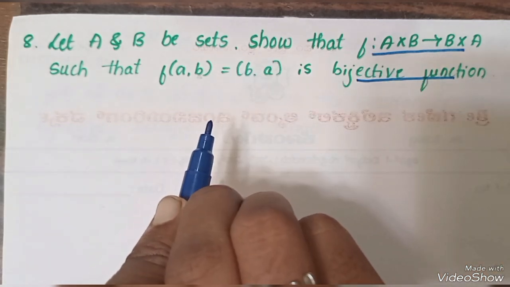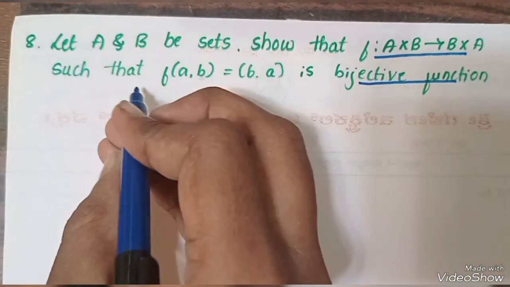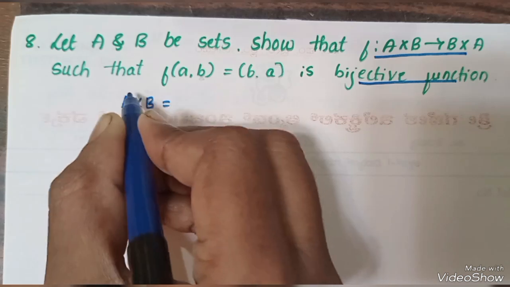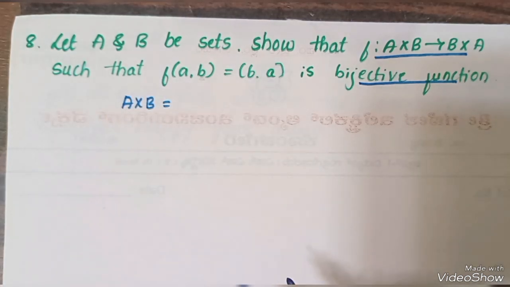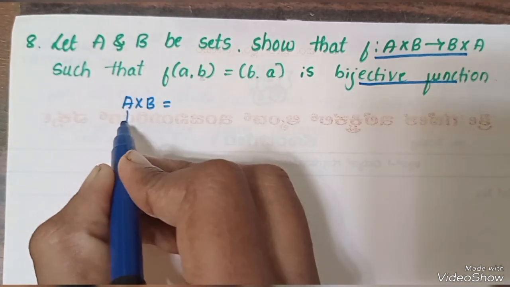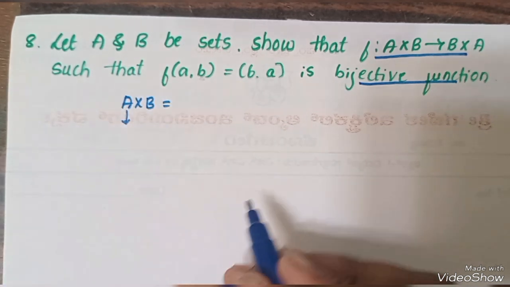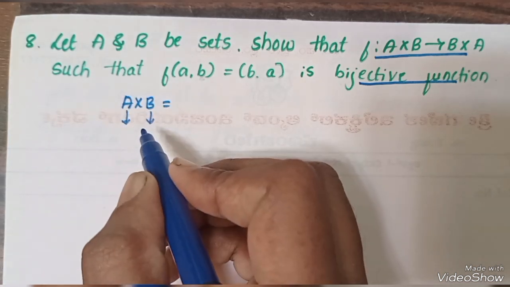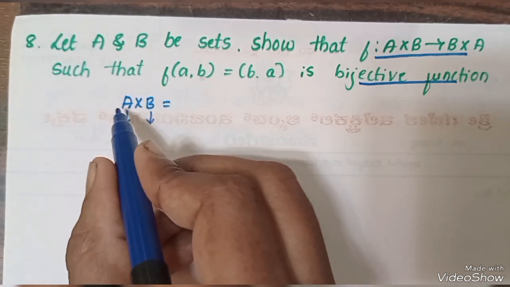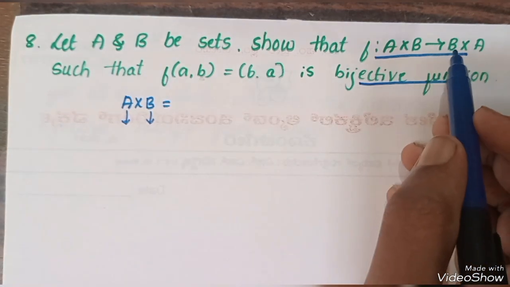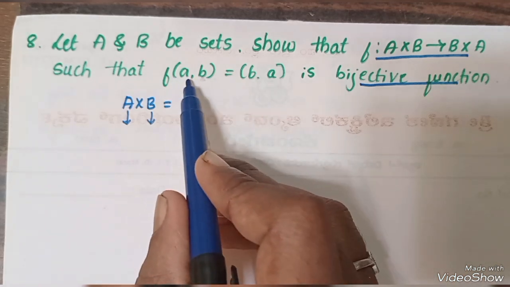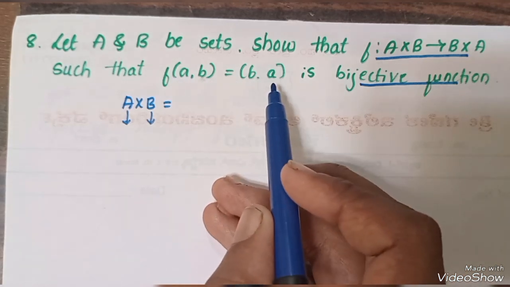Here, first we have to consider A cross B. It is the Cartesian product of set A and set B. Here, A and B are two non-empty sets. Their Cartesian product, the function from the Cartesian product of A cross B to the Cartesian product of B cross A. Then there exists a function f of A comma B is equal to B comma A.